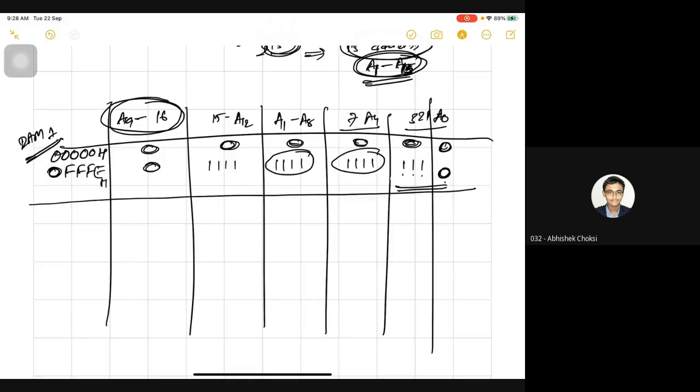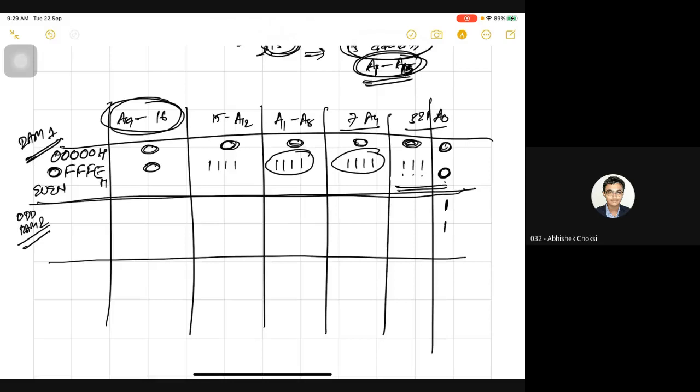Get it? As you can see, it ends with 0 and F's. This is my even bank. Now I need to make my odd bank. So RAM 2 will be used as the odd bank, and we change A0 to 1. So what we have done is simple, A0 is 1. Everything else will remain the same.